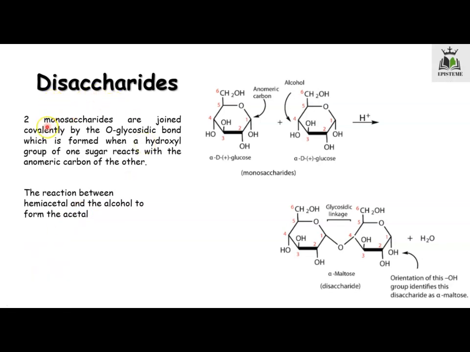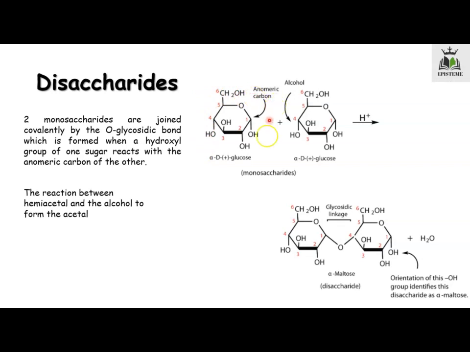So disaccharides are formed when two monosaccharides are joined covalently by the O-glycosidic bond, which is formed between the hydroxyl group of one sugar and the anomeric carbon of another sugar. Now here in this picture we see two glucose.